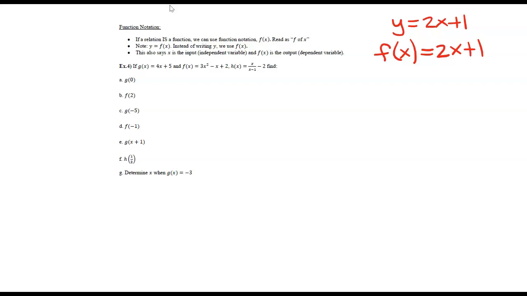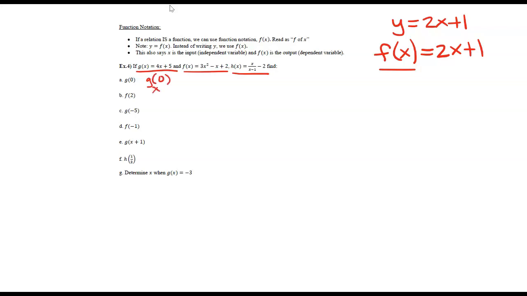This also says x is the input, the independent variable, and f of x is the output, the dependent variable. So kind of like what we were talking about before with domain and range, we have our input x and our output, in this case, f of x. So what will happen is you'll be given functions. So in this case, we have g of x, we have f of x, and we have h of x, and we need to find the different values. Notice here, 0 is in place of x. So for part A, what we'll be doing is just putting 0 in place of x.